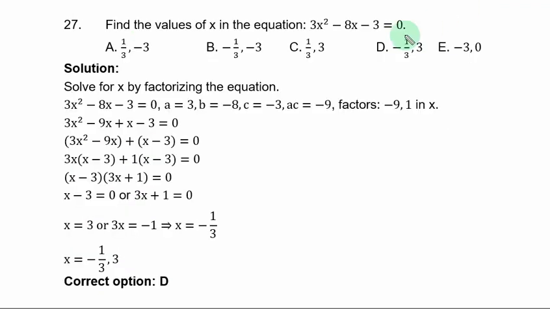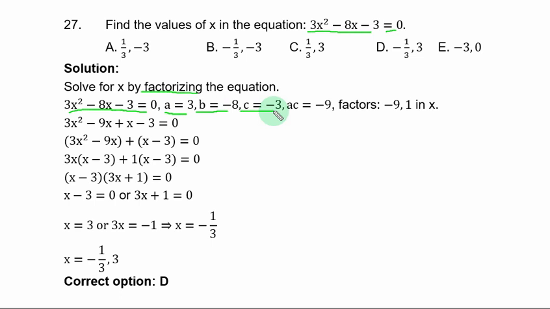Question 27. Find the values of s in the equation 3s squared minus 8s minus 3 equal to 0. Let us solve by factorizing. This is the given equation. If you compare it with the general quadratic equation, you can see that a is equal to 3, coefficient of s squared. b is equal to minus 8, coefficient of s. c is equal to minus 3, the constant term.